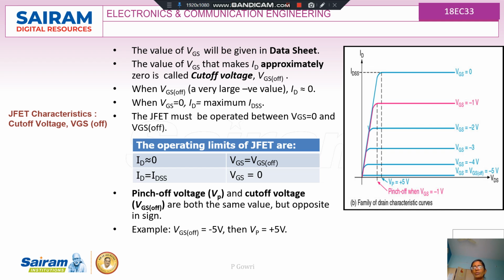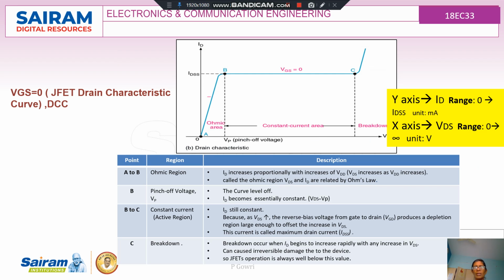The JFET should be operated between the 2 points, that is, when VGS is equal to 0 and VGS is equal to VGS off. The pinch off voltage and cutoff voltage are both the same value, but they will be of opposite sign. So now, again coming to the drain characteristics curve, the drain characteristics curve is nothing but the curve which is drawn between VDS and ID.